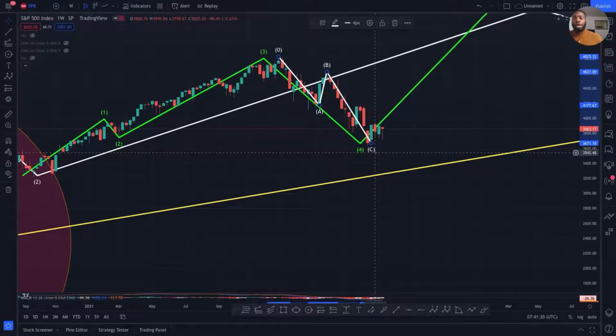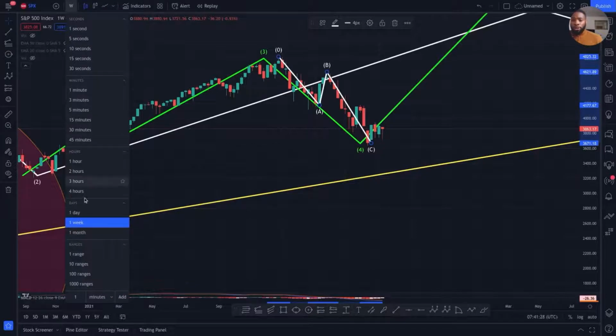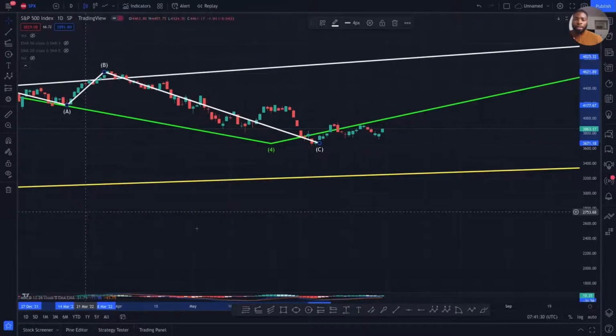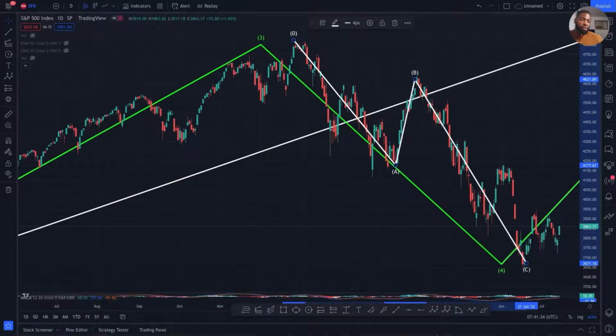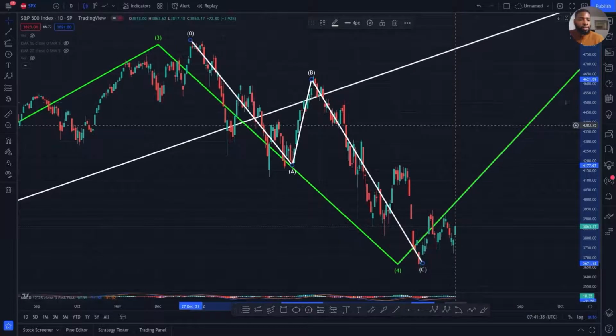So what I'm going to do is scale down to a lower time frame, the daily time frame, in order to get more information. I'm currently on the weekly time frame, so I'm going to scale down to the daily time frame to get more information on what's happening within the market. As you can see already, it's quite obvious.